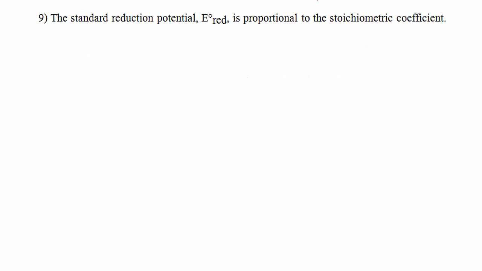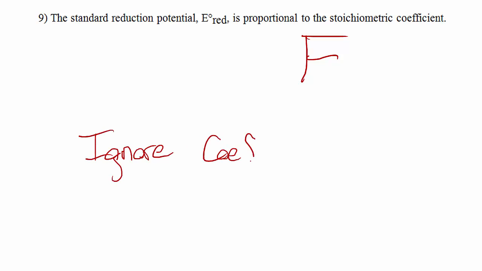Number nine: standard reduction potential, E0 red, is proportional to the stoichiometric coefficients. That is false. Remember, you can ignore the coefficients when you're doing this. When you're doing the voltages, ignore them.